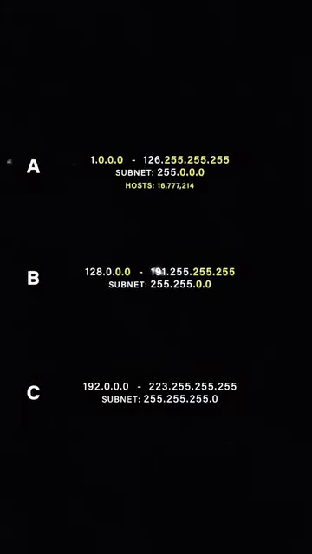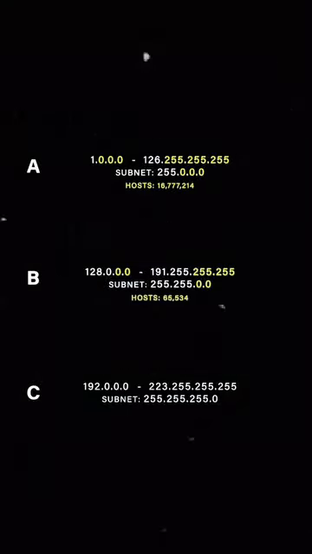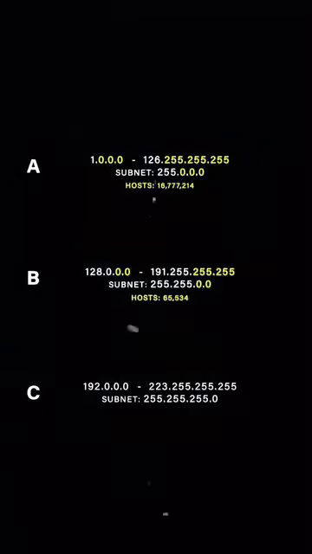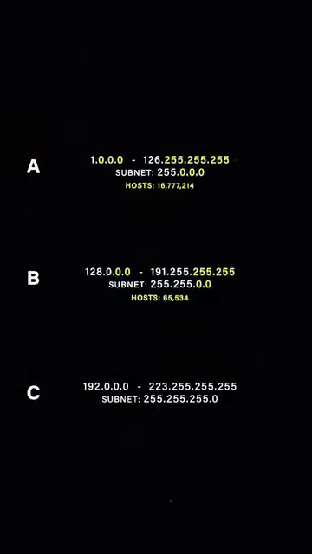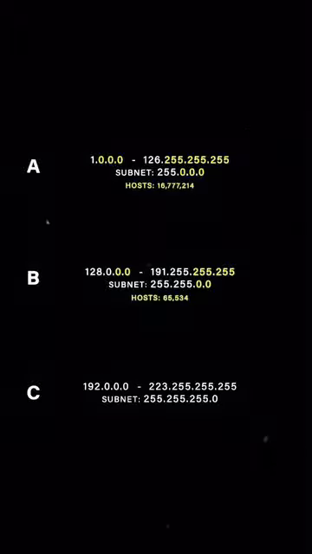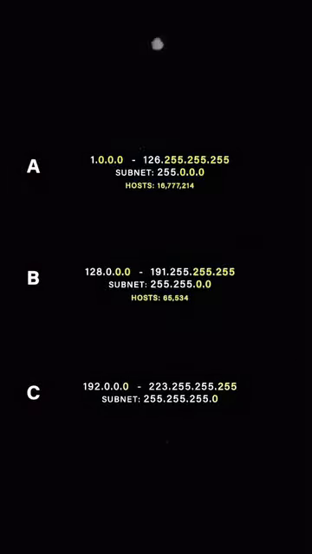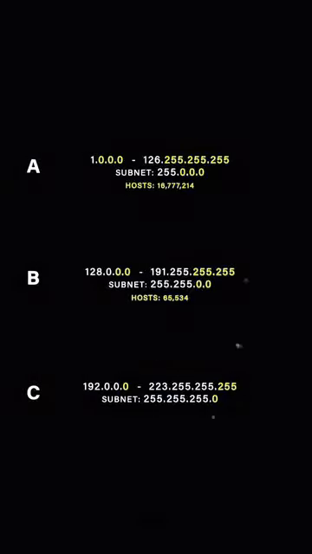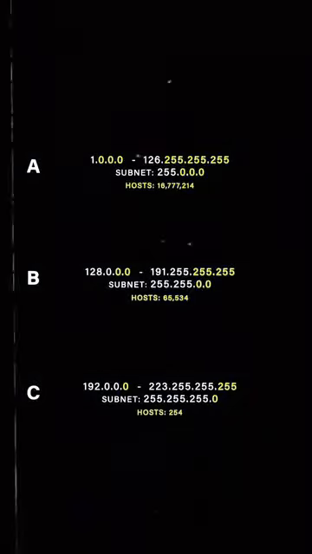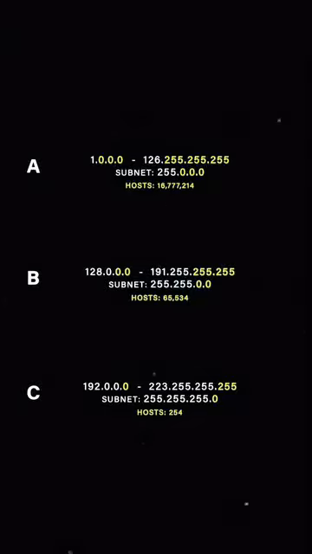So we can only have 65,534 hosts to a single Class B network. Still a very big number. Class C only has 1 available octet for host allocation. So this means we can get 254 hosts per single Class C network.